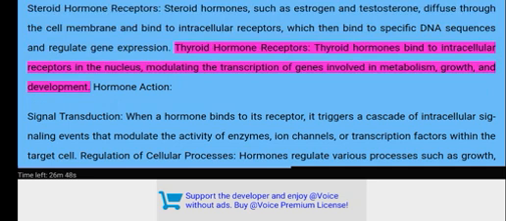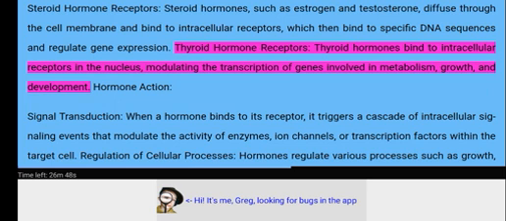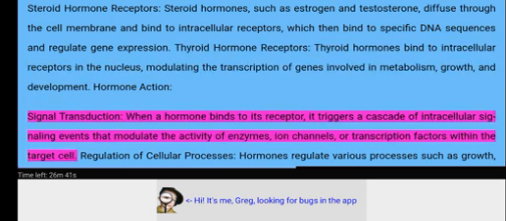Thyroid hormone receptors. Thyroid hormones bind to intracellular receptors in the nucleus, modulating the transcription of genes involved in metabolism, growth, and development. Hormone action. Signal transduction. When a hormone binds to its receptor, it triggers a cascade of intracellular signaling events that modulate the activity of enzymes, ion channels, or transcription factors within the target cell.